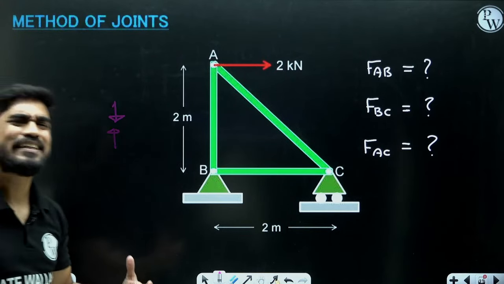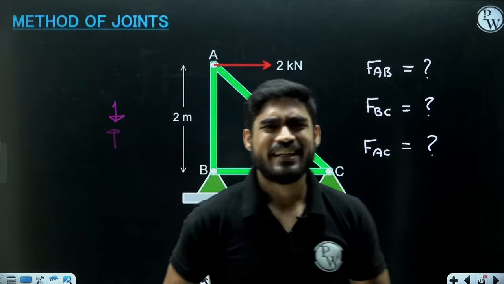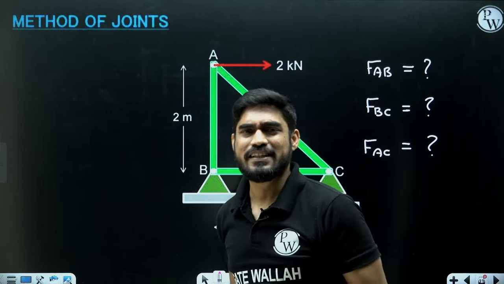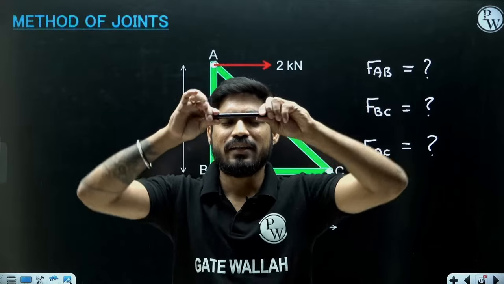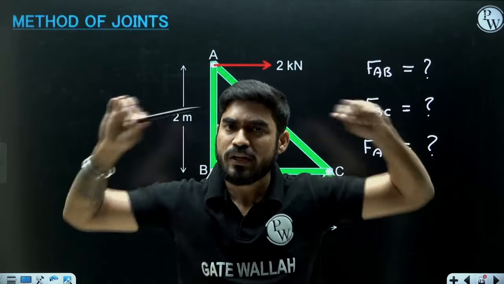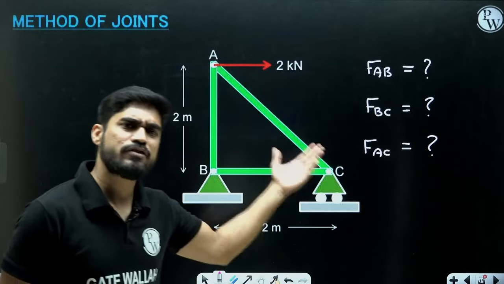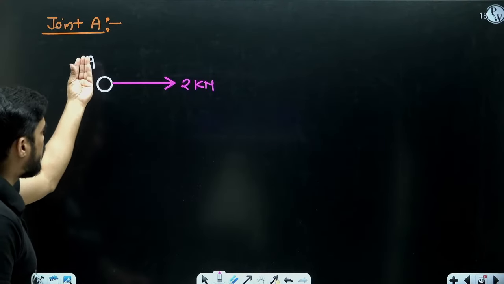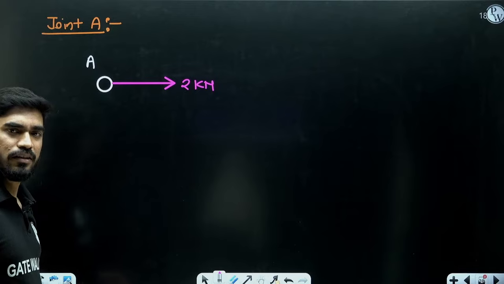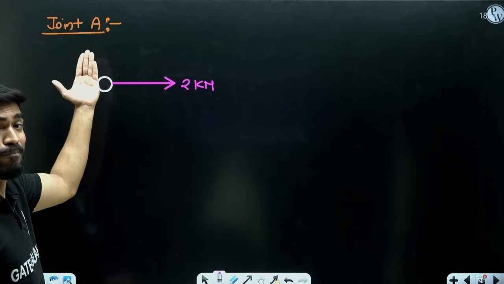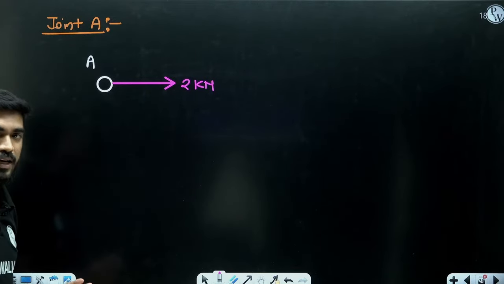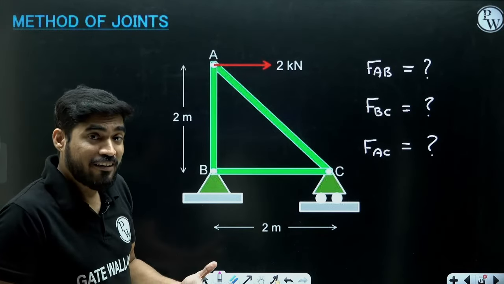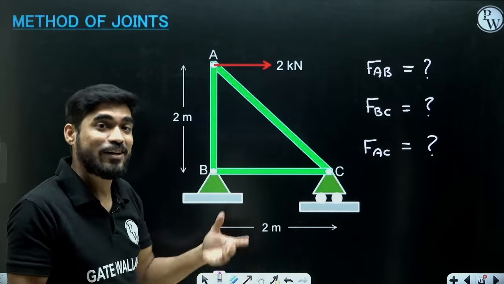Can you see? What is tension, beta? Tension means something is pulling, right? If there is tensile force on this member, that means that the force is pulling this member. Same goes with the joint also. If the tensile force is acting on the joint, it will pull the joint, right? It will not push the joint. Pushing means compression, pulling means tension.